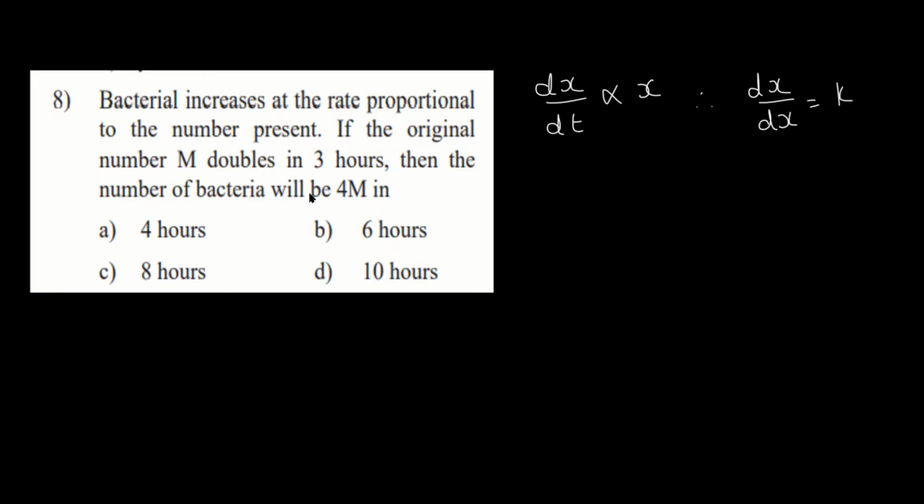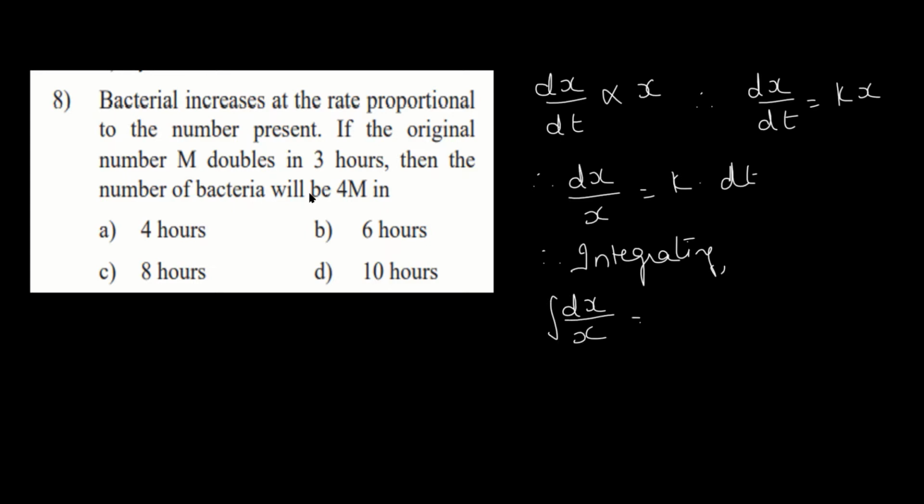In this case, it is kx, not kt, kx. Now let us separate the variables. So we have dx upon x is equal to k into dt. And therefore, integrating, we have integral dx upon x is equal to integral k into dt plus c. The integral of dx upon x is log x. So log x is equal to kt plus c. This is our first equation.